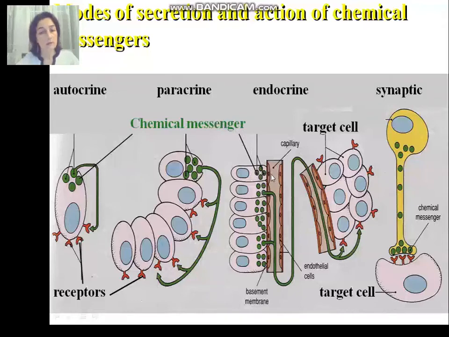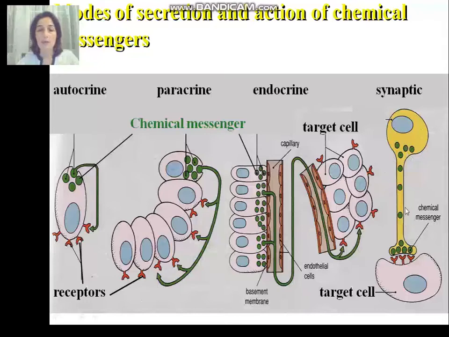And we have endocrine action when the signaling cell produces a hormone, the chemical messenger, and this hormone enters the bloodstream, or it may enter a lymphatic vessel. Via the blood vessels, the hormone is transported toward its target, which may be located far away from the signaling cell. The target cell also has a receptor. The hormone will bind to its receptor on the target cell and influence its activity.